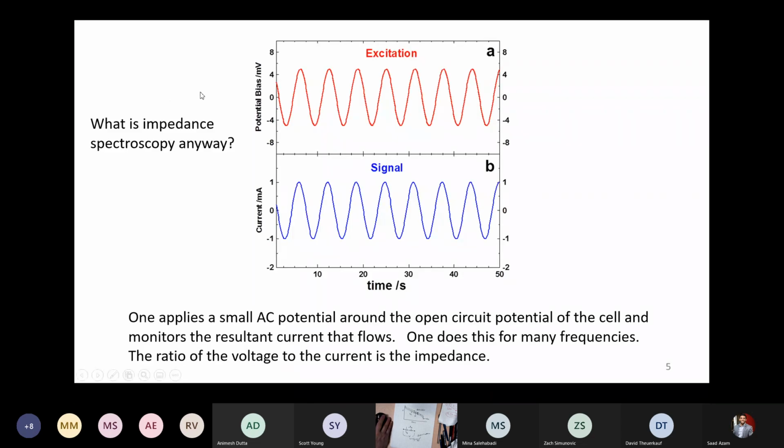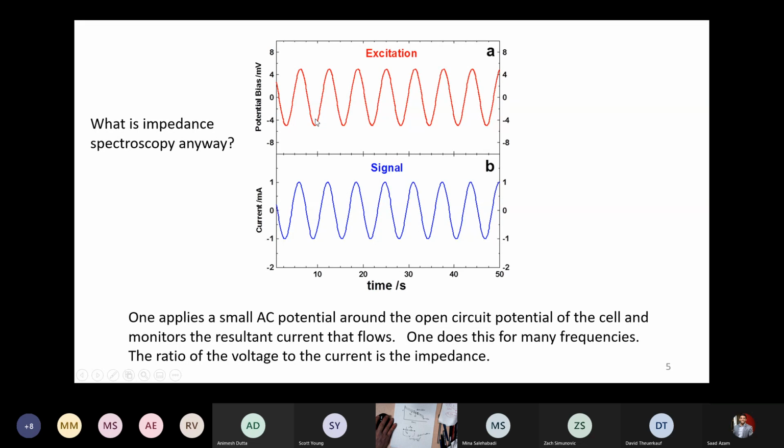So what do we do in impedance spectroscopy? Well, we generally take a 10 millivolt peak-to-peak AC signal and apply it to a cell at equilibrium. So the cell might be at 50% state of charge, for example. And then you measure the current that flows to or from the cell due to this, if you like, rapid charge and discharge over a very narrow range.